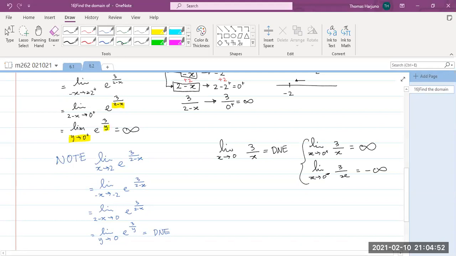Why? Because when y approaches 0, it's not clear. You have two ways to approach 0. If you approach from the positive side, this becomes infinity, and e to the infinity is infinity. But when y approaches 0 from the negative side, this will be negative infinity, and e to the negative infinity is? Infinity? No, you said it twice.